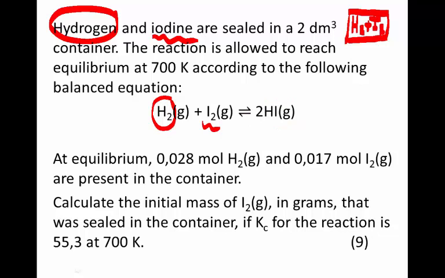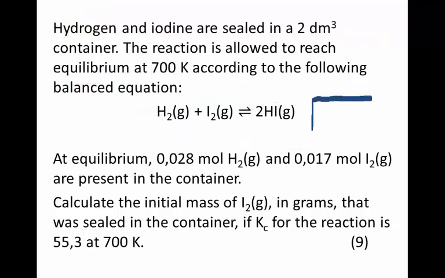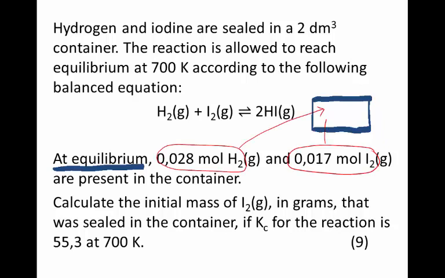But we leave the reaction, and in time it reaches equilibrium. And at equilibrium, we have all three of these chemicals. Why? Because some of this hydrogen has reacted with some of this iodine to produce hydrogen iodide. So now here we have this 2 decimeter cubed, which is the same thing as a 2 liter container. And at equilibrium, inside this container, we have so much hydrogen, so much iodine, and also some hydrogen iodide.